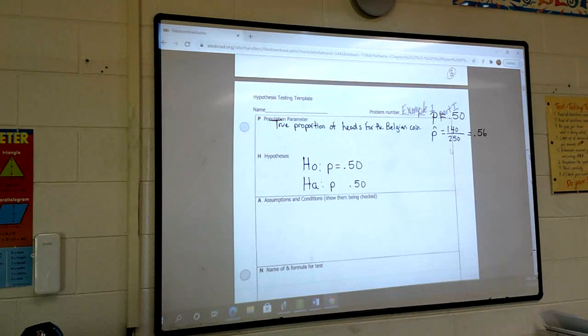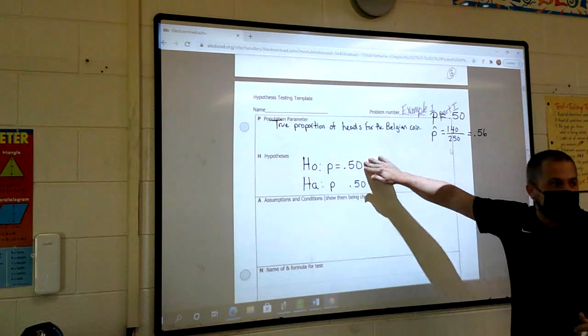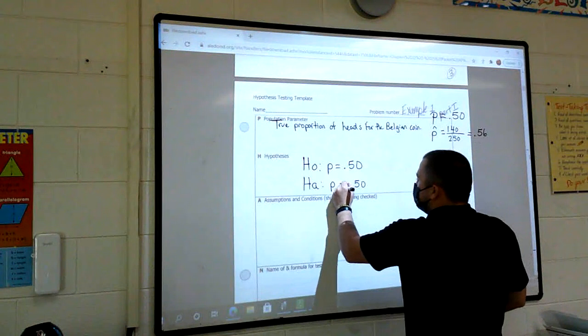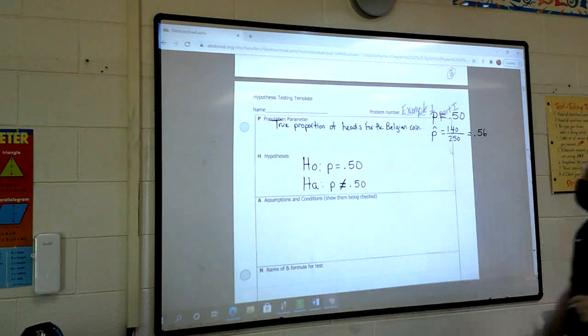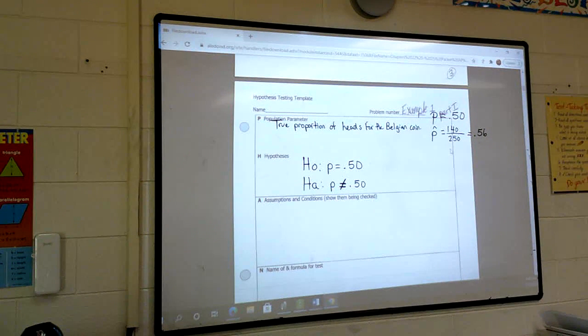Okay, so we're testing whether it is fair, that it's 50-50, or it's not fair. So the alternate hypothesis is that it does not equal 50%. So there wasn't a clear direction. It didn't say we want to test to see if there's more heads or more tails or whatever. It just says, is the coin fair or not?